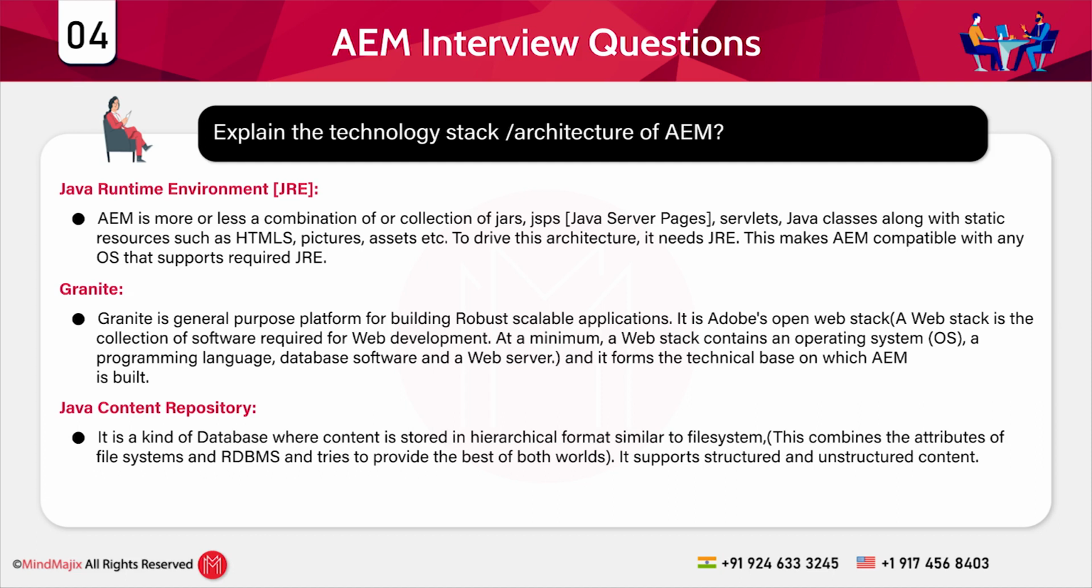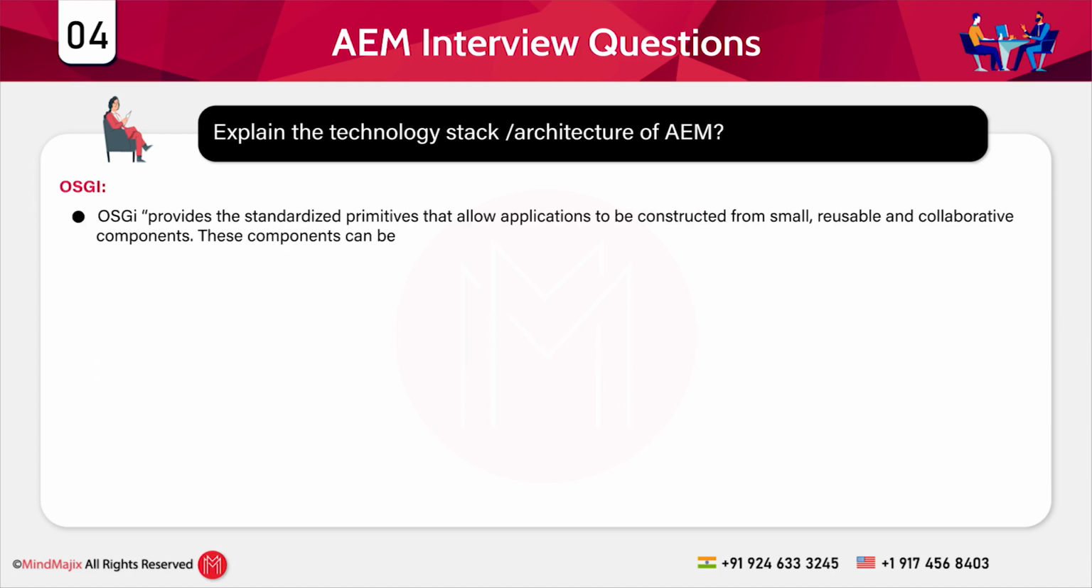to the file system, which combines the attributes of the file system and RDBMS. It also provides the features of the RDBMS. So it provides the features of both file system and RDBMS. Also, it supports structured and unstructured content. So this is about the JCR. What is JCR? You can answer it this way. And then, what is OSGi?